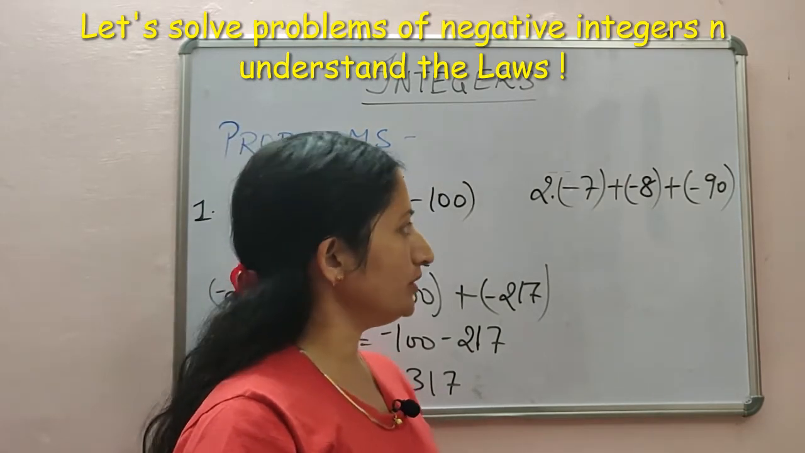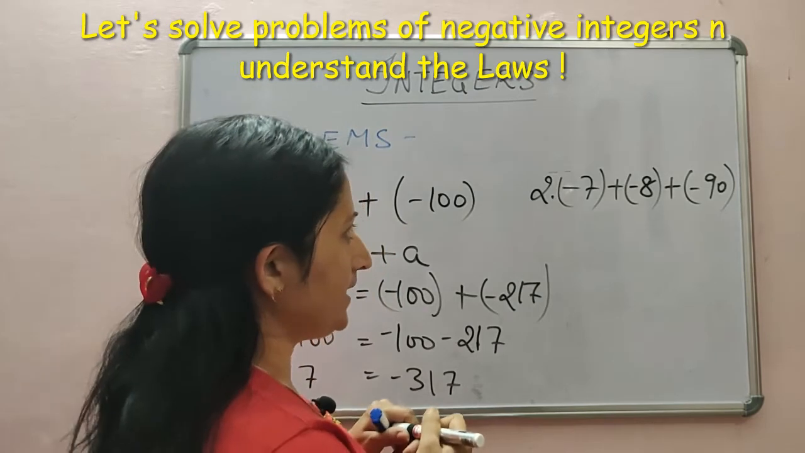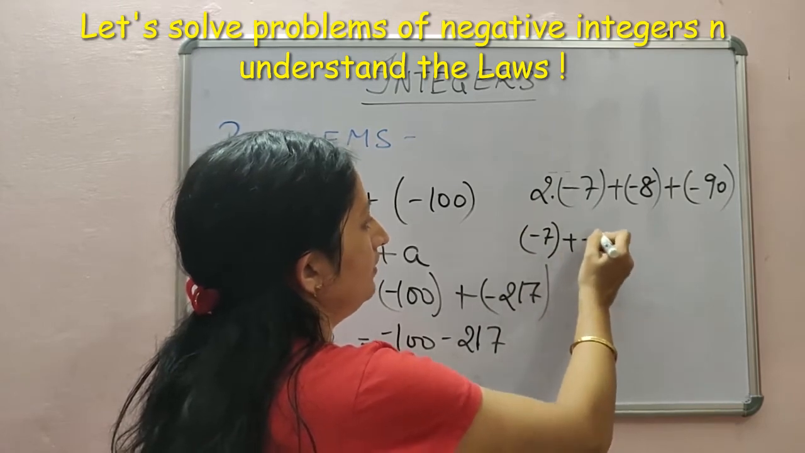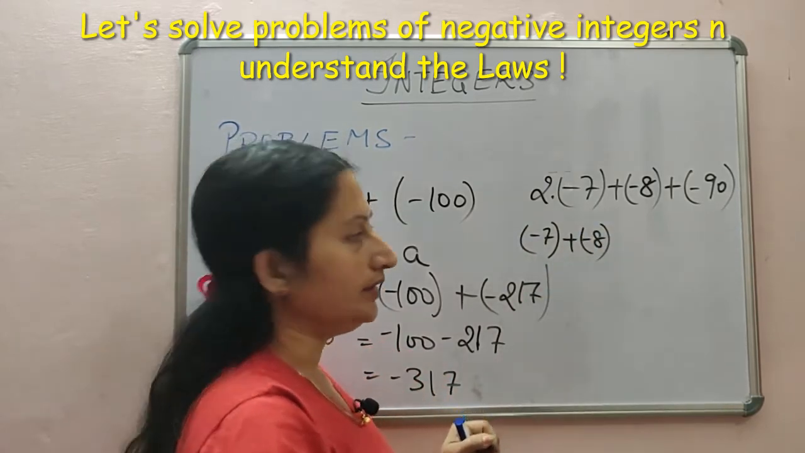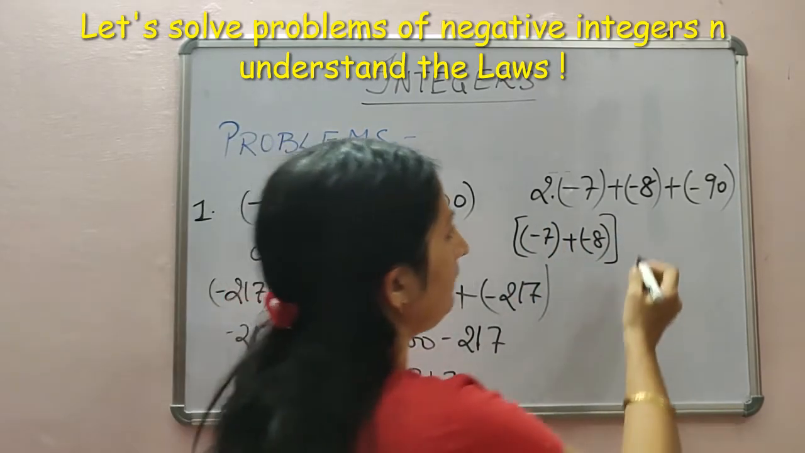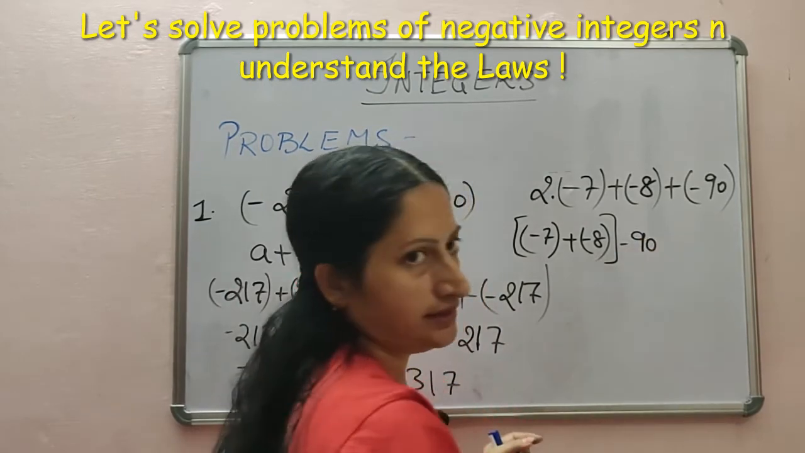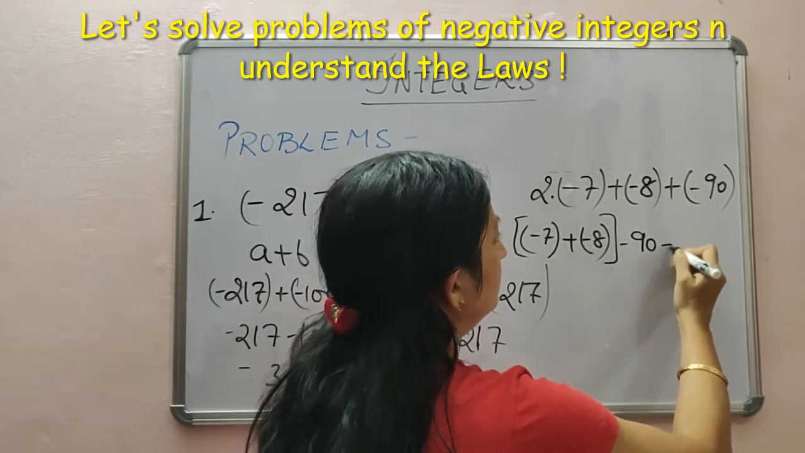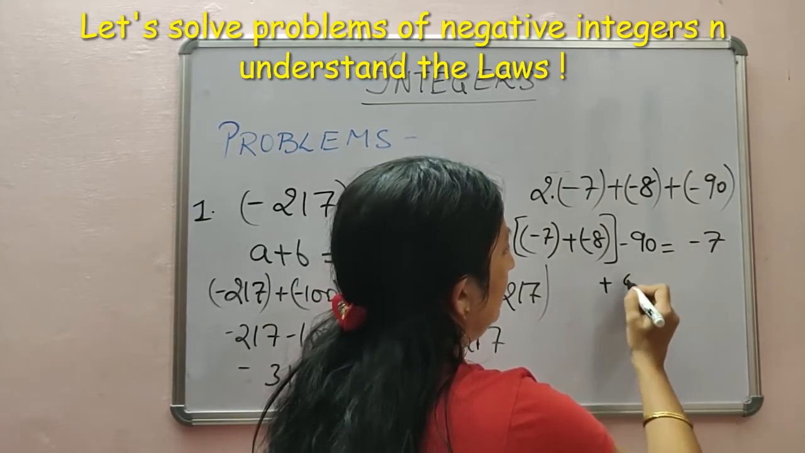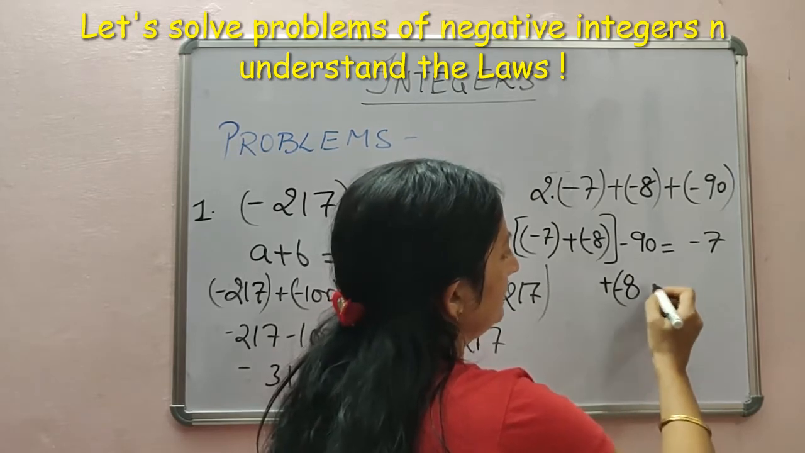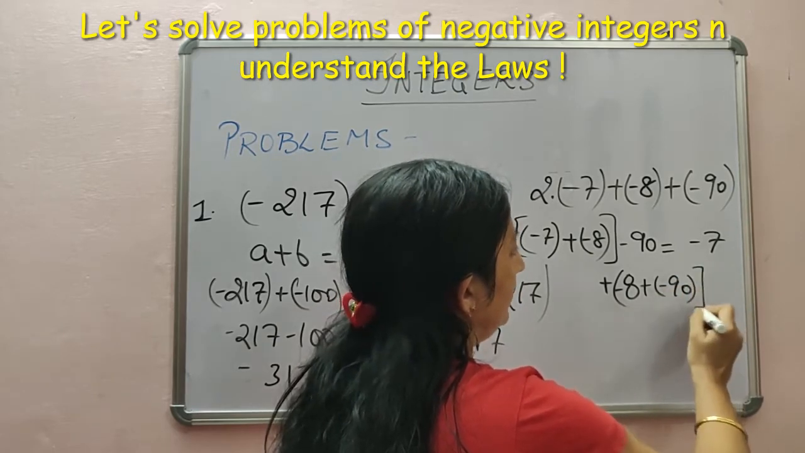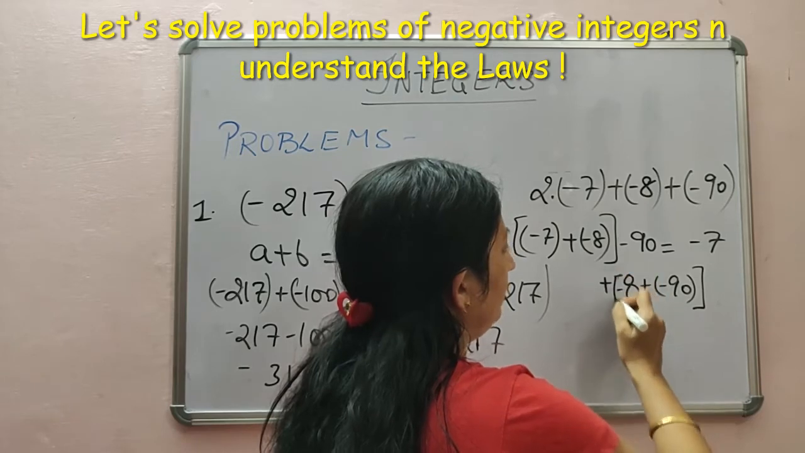So for proving the associative law, we can write this as minus 7 plus minus 8, these two together in one bracket, and then outside we can have minus 90, and this should be equal to minus 7 plus minus 8 plus minus 90. And this all can be put in one bracket.